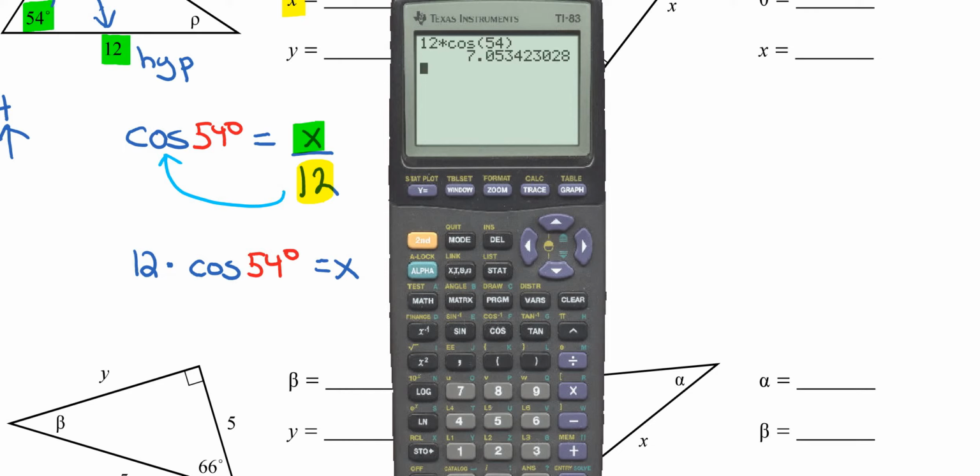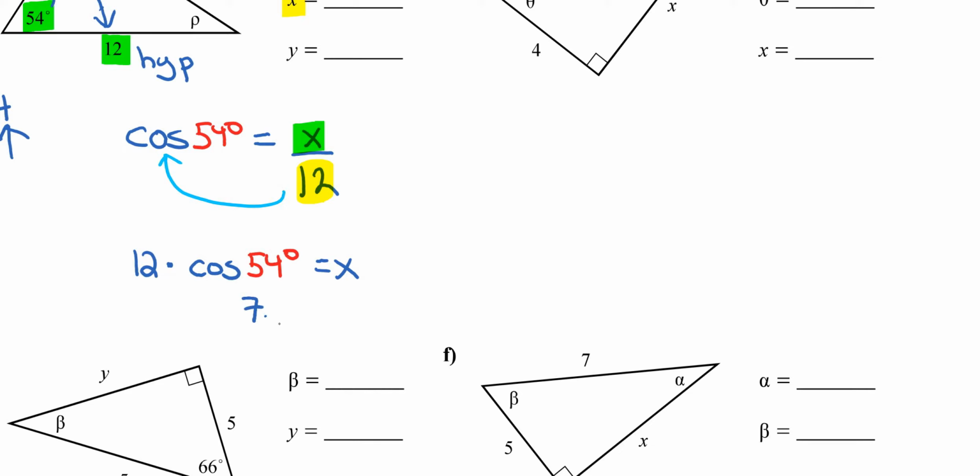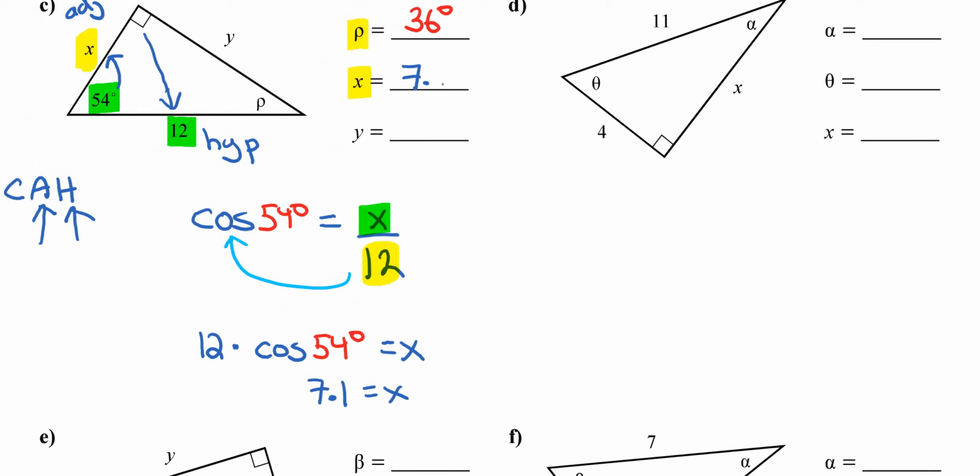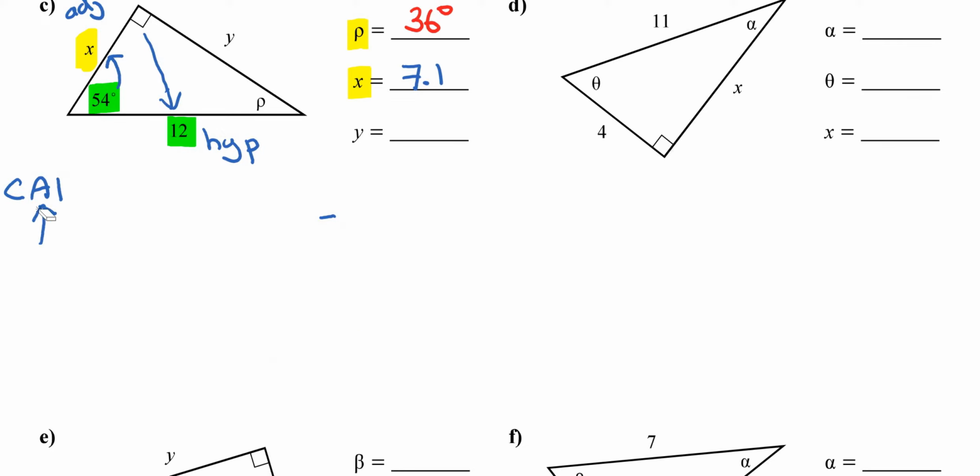And remember, for this problem, you're rounding to one decimal place, so the answer would be 7.1. All right, so 7.1 equals x. Okay, so x has a value of 7.1. Okay, let's erase that, and then we will go and finish out the rest of the problem.